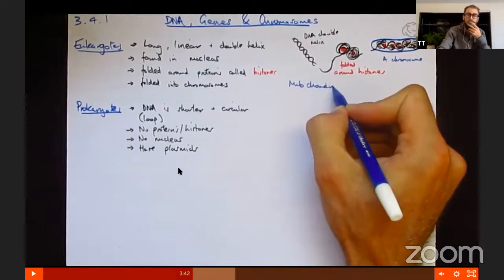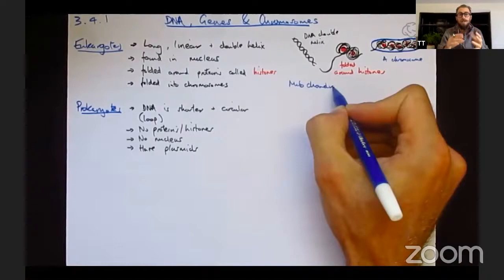Prokaryotic DNA, on the other hand, is shorter, with less of it in general. There are no histone proteins, no nucleus, and there are plasmids. Plasmids are double-stranded loops of DNA that are separate from the central circular piece, the master piece of DNA. They are free floating in the cytoplasm. They can be passed between different bacteria, and that's how they can pass on things like antibiotic resistance.